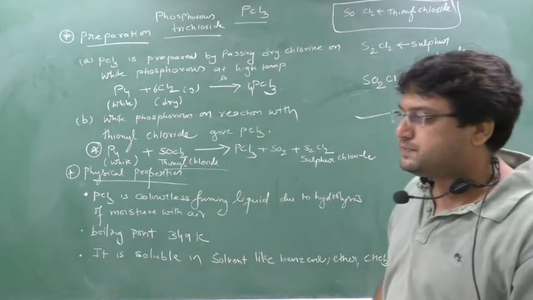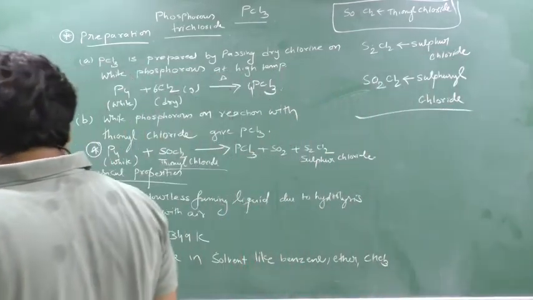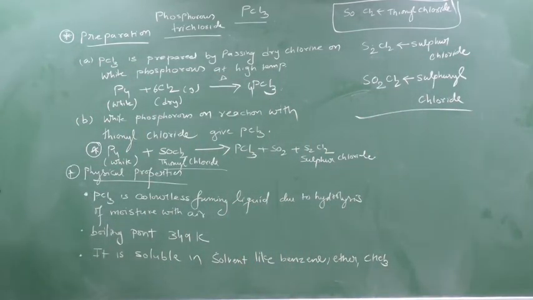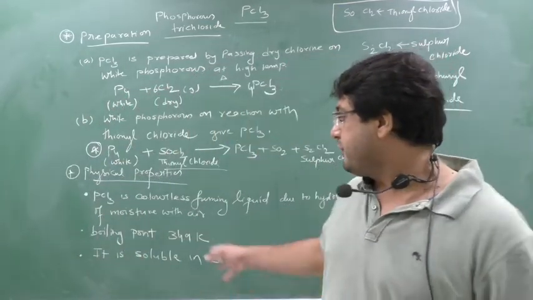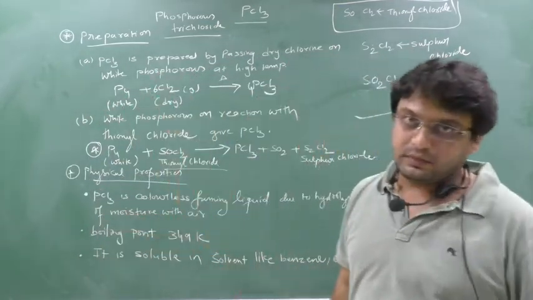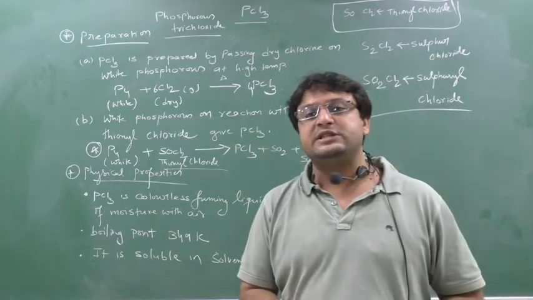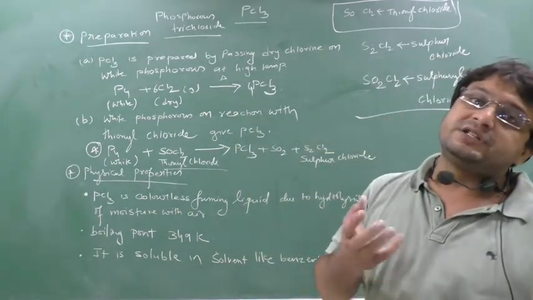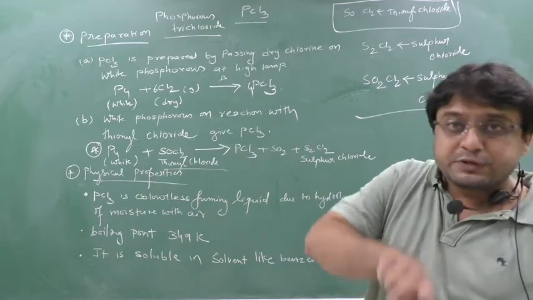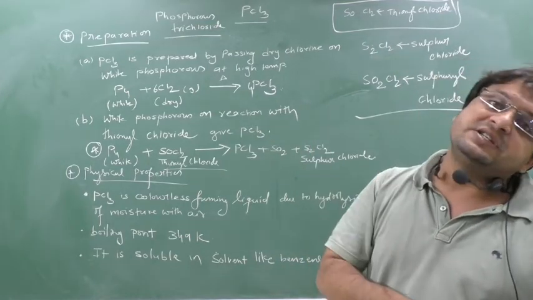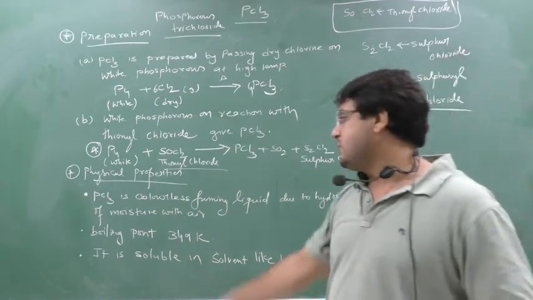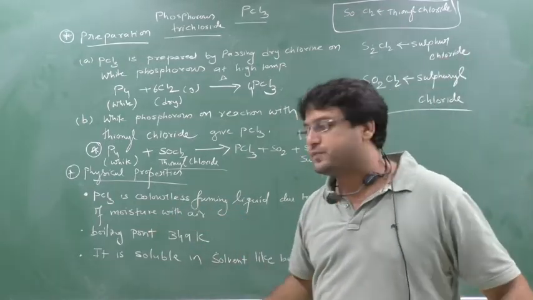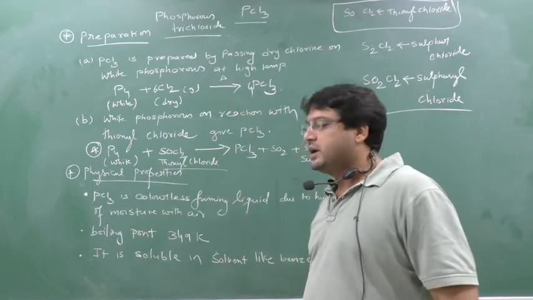The first property is PCl3 is a colorless fuming liquid. Please remember this, PCl3 is a colorless fuming liquid. Why? Because it will automatically hydrolyze in the presence of moisture in the air. Meaning, as soon as you make the PCl3, it starts to react with the moisture which is present in the air. As soon as it starts to react with moisture, it starts to liberate fumes. That's why the fumes will be colorless, meaning white fumes. So PCl3 is a colorless fuming liquid.